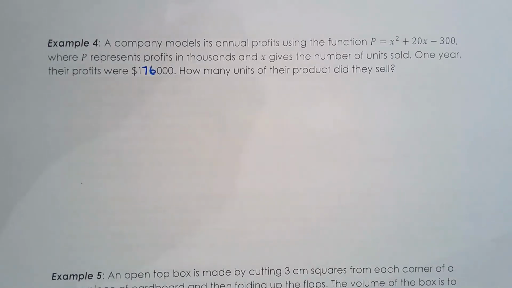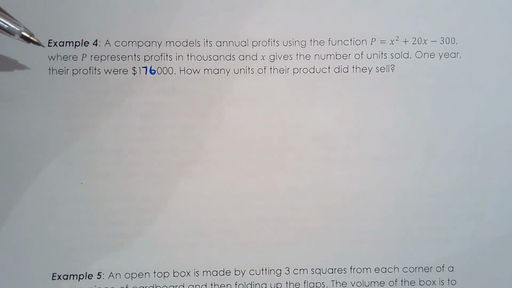So for example 4, we're told that a company models its annual profits using the function p equals x squared plus 20x minus 300. P is profit in thousands, x is the number of units sold. One year, their profits were $176,000. How many units of their products did they sell?